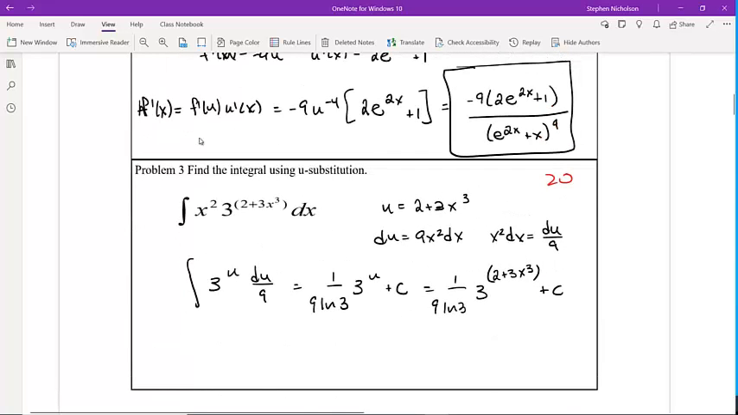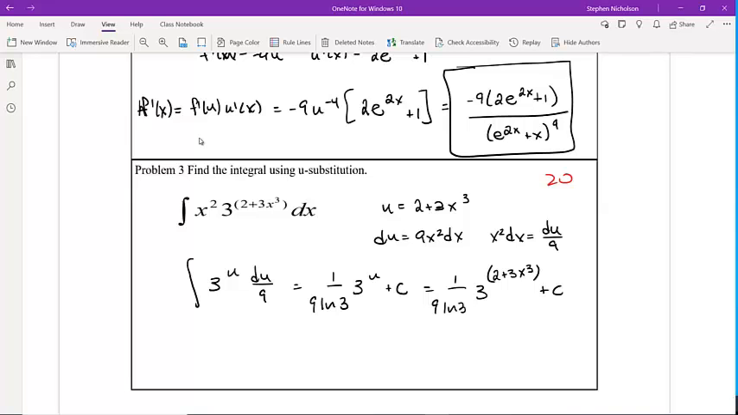This is where you're taking the integral of a to the u du. So it's not e, it's 3. So u is the exponent. So you take the derivative of that, you get 9x squared plus your dx term. We have x squared dx. X squared dx is du over 9. So for this and that, we get du over 9.